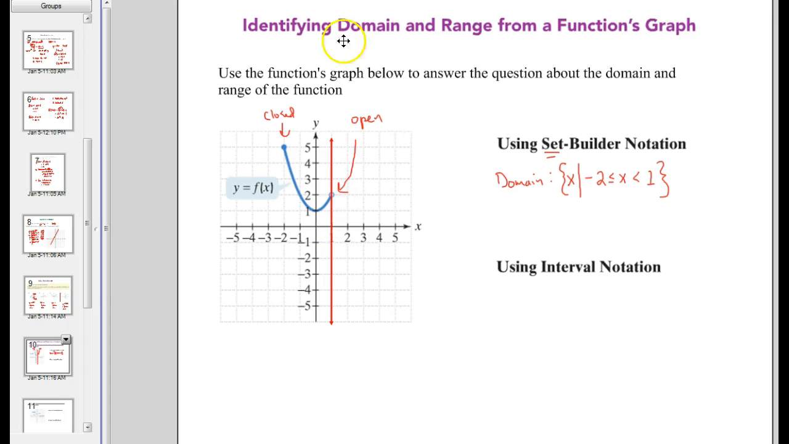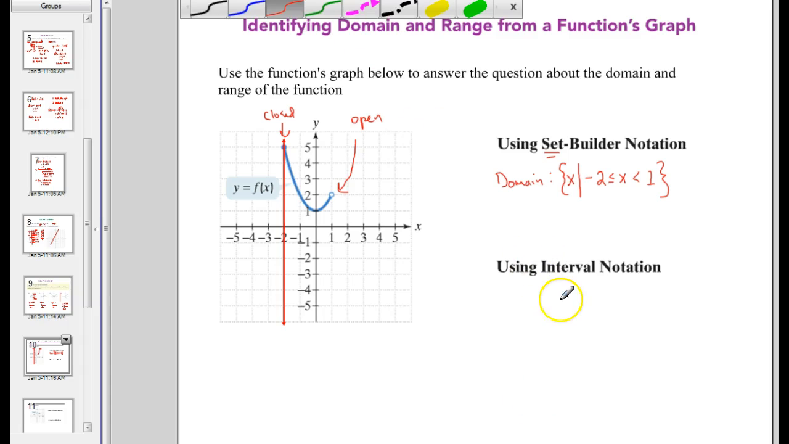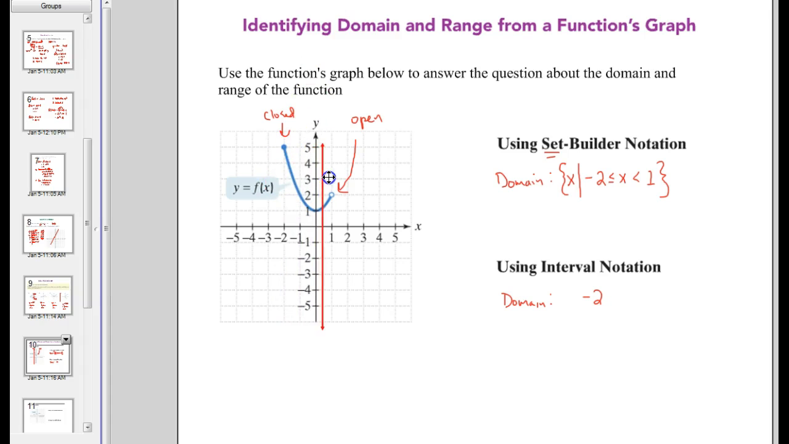Now, interval notation is a lot easier. With interval notation, again, we're panning left to right. We first hit the graph at -2. So again, we write domain colon -2, and again we keep panning and we hit the graph all the way until we get to 1, and then we stop hitting the graph. So at 1 we stop, so we write 1.